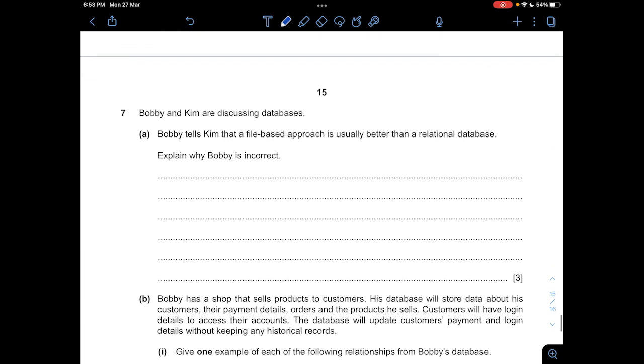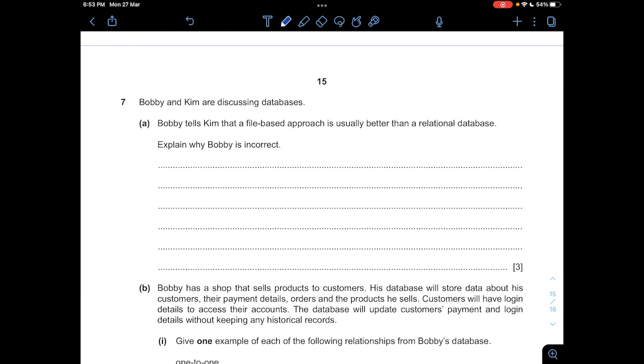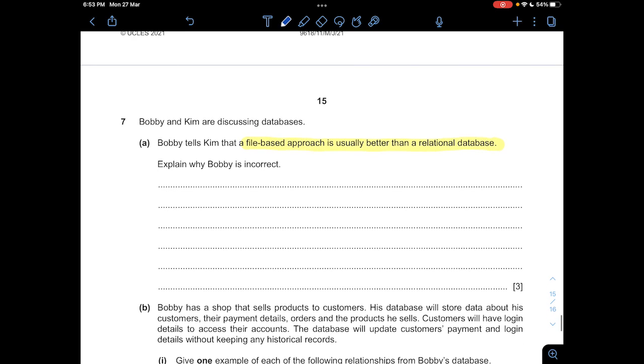Alright. Okay. Question number 7. Bobby and Kim are discussing databases. Bobby tells Kim that a file-based approach is usually better than a relational database. Now, of course, if we learn chapter 8, we know that this is false, and we need to tell Bobby why this is incorrect. So we need to remember these 3 things for DBMS. That would be for relational database in particular: data dependency, data redundancy, and data consistency.